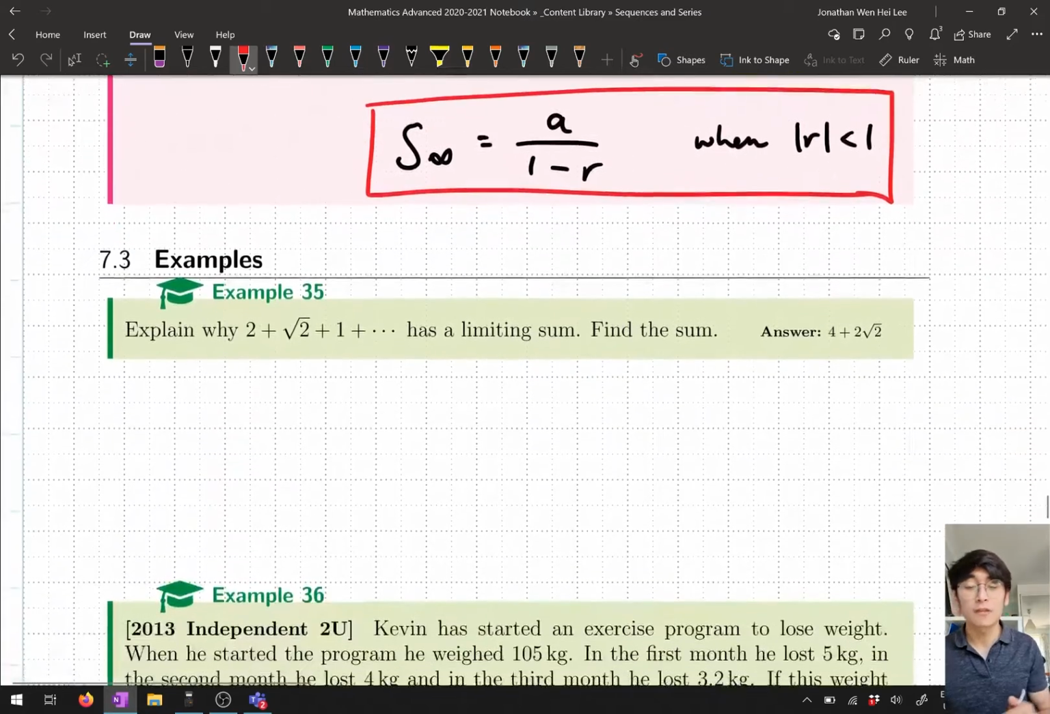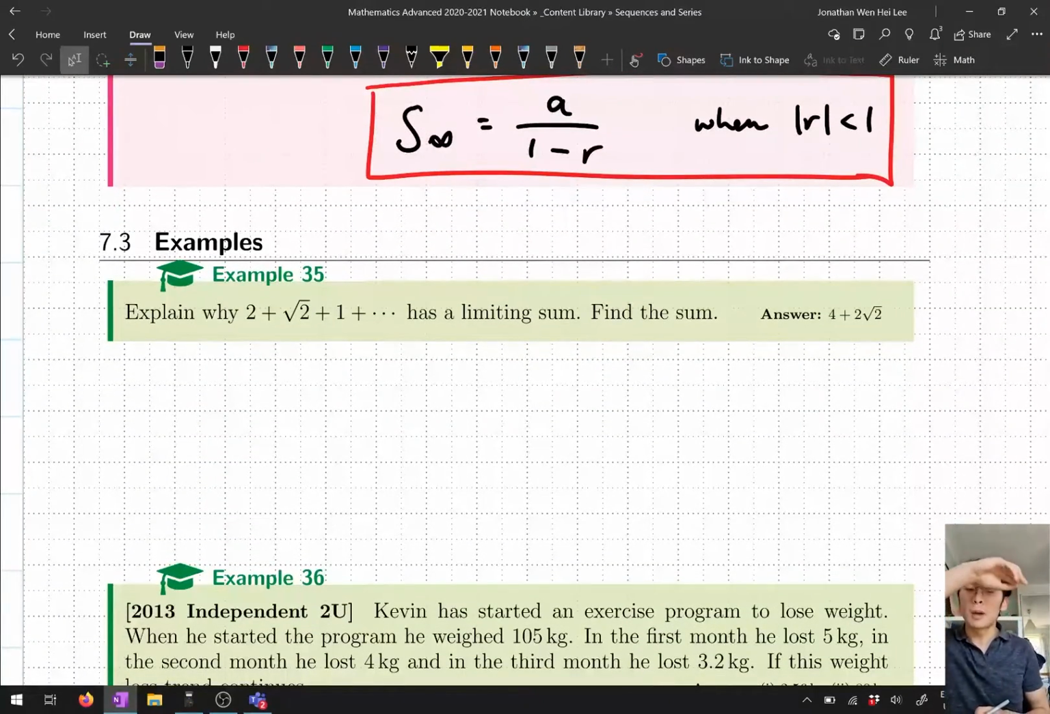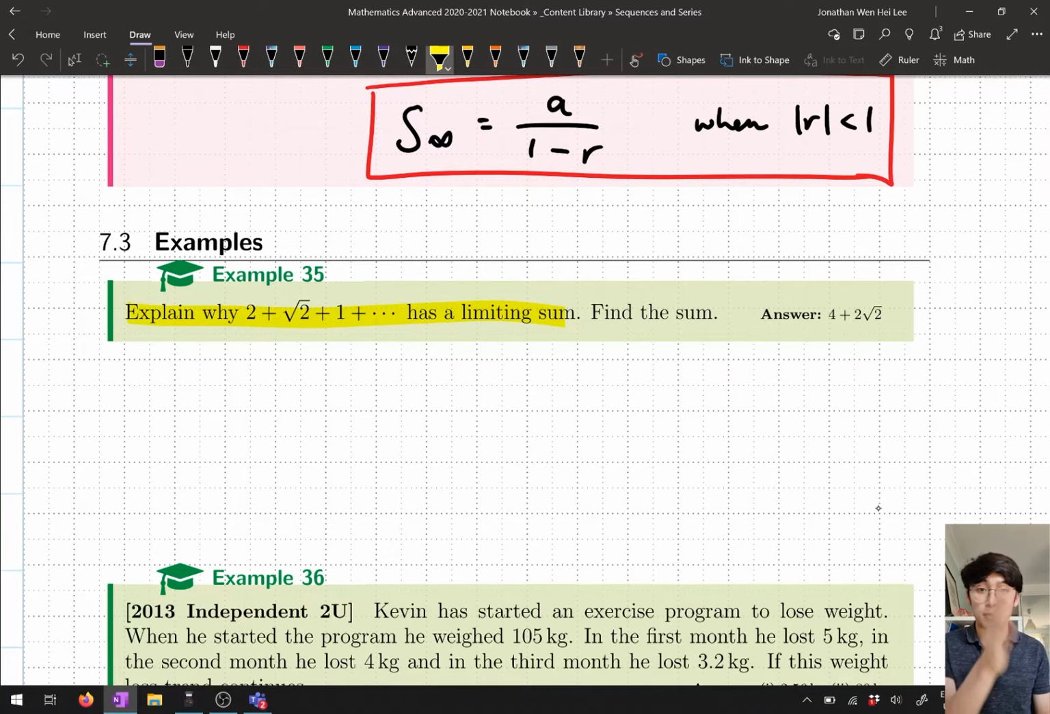Okay, so let's have a go at a couple of examples of this. First part, example 35. Explain why 2 plus root 2 plus 1 has a limiting sum, and find the sum. Okay, so if we want to show something has a limiting sum, what we need to do is just show that the common ratio fits that criteria. The absolute value of that common ratio is less than 1. So let's actually figure out what the common ratio is.